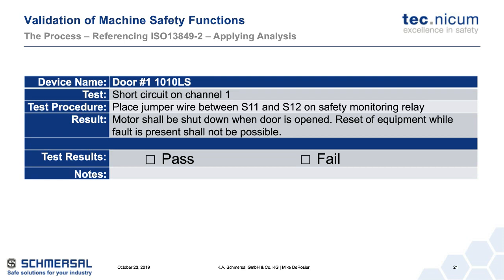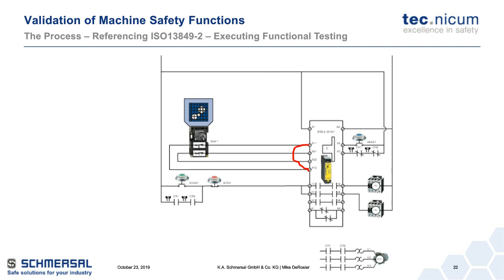Maybe you have a spot for additional notes, if there was something that you felt needed to be added in there as a result. But we have our pass-fail check mark. Whenever we have fail, we know there is something wrong. So what do we mean by that? Well, if you look at the schematic that I originally put up there, here's our schematic, but hey, there's that jumper wire between S11 and S12.